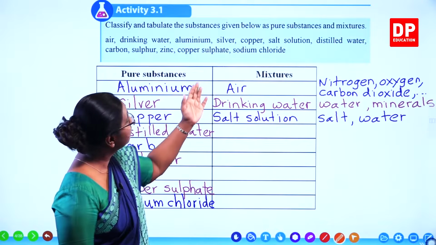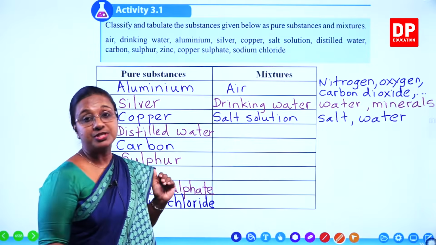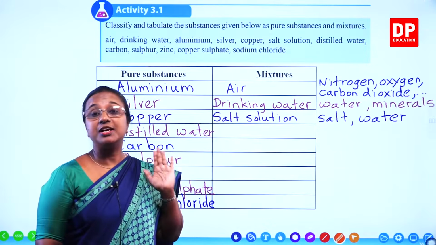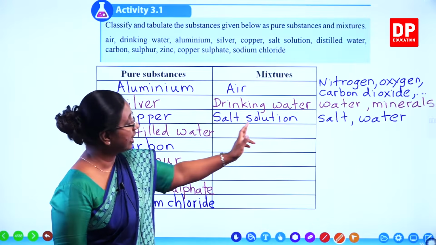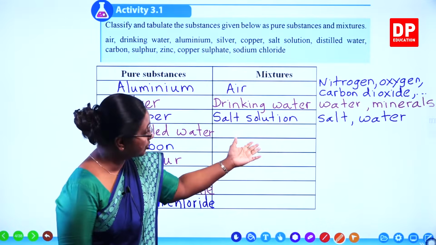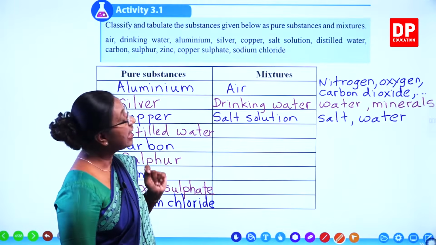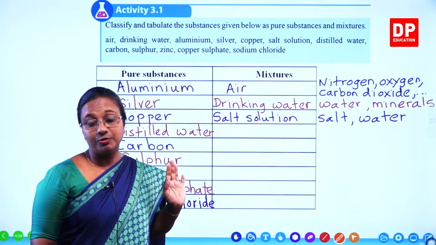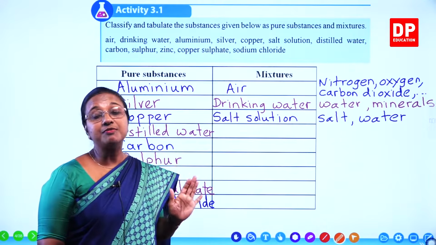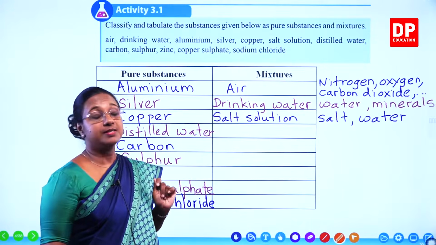Then we have silver, copper. Those two are, you can see, pure substances. Only one type of constituent particles. Then we have the salt solution, salt and water. Again a mixture. Then we have distilled water. As I told you, only water molecules. So, only one type of constituent particle. So, distilled water is a pure substance.